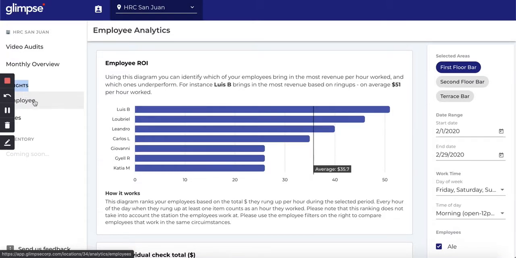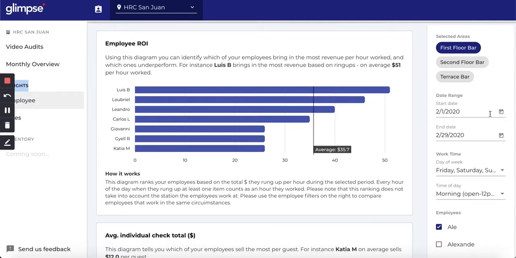In the first section, we are looking at a more granular approach to the employee performance. So once you access this area of the employee insights, you will be able to take a deeper look into different reports that really highlight opportunities for improvement and opportunities for training with specific employees. To the right side, you will be able to actually select the different areas within your organization. So in this case, we have multiple bars. And for the purpose of this presentation, we will select only the first floor bar.